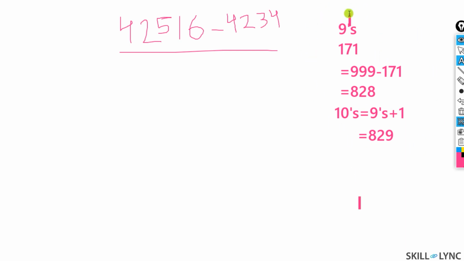Okay, I have told you how to find the 9's complement or 10's complement. Similarly, if someone asks you to find the 7's complement, the 7's complement will be 777 minus the number 171. And if it is the 8's complement, it will be the 7's complement plus 1, meaning 607.